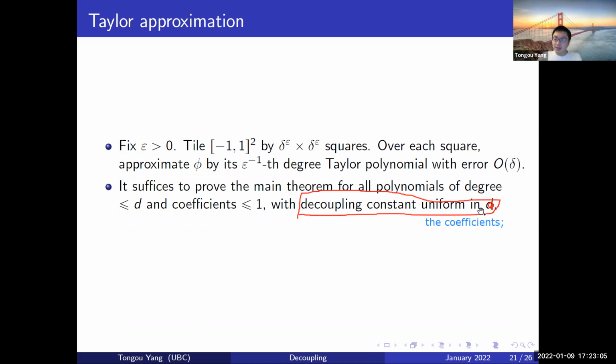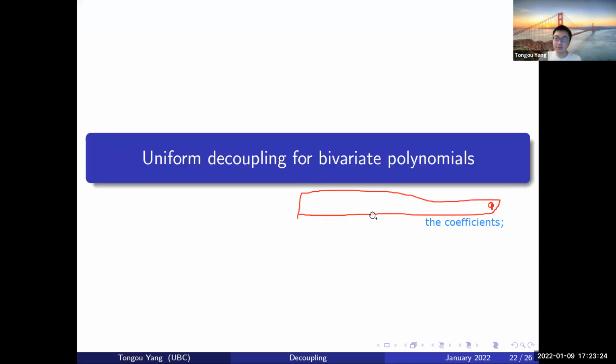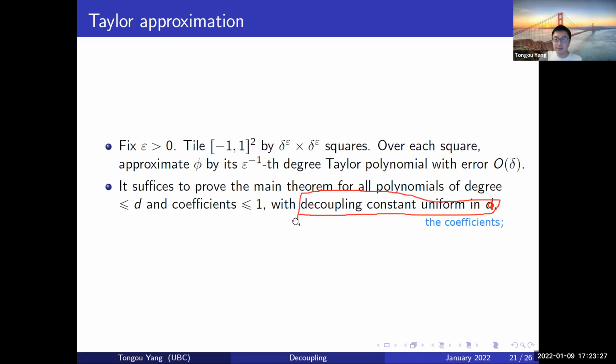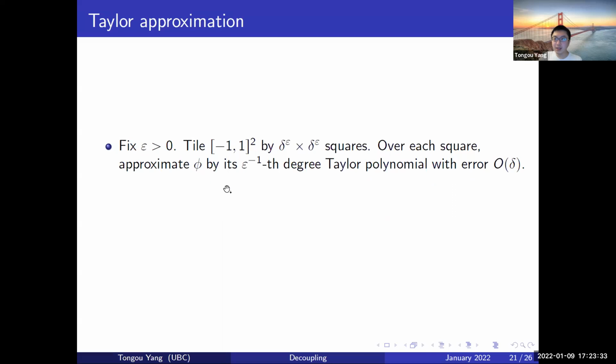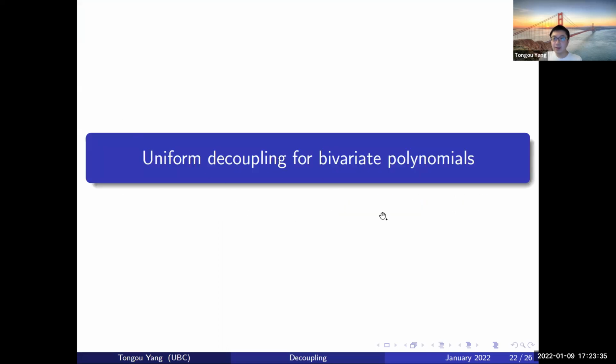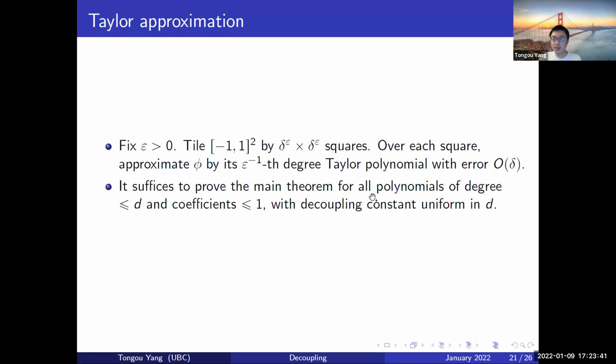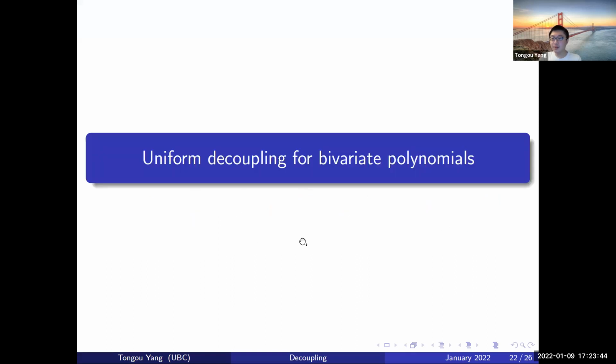And because D is only dependent on the function phi itself and epsilon, if the constant is uniform, it is dependent only on D, then the decoupling constant would only depend on delta. Sorry, the decoupling constant would only depend on epsilon and the function phi, but not on delta. So that's the key point. Okay, so in this way, we have transformed the decoupling of this function phi into a uniform decoupling inequality for bivariate polynomial. So this uniform is that the decoupling constant has to be uniform in the coefficients.